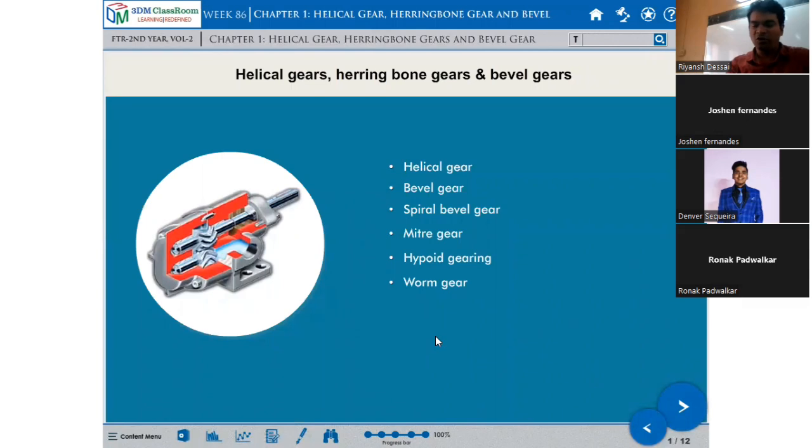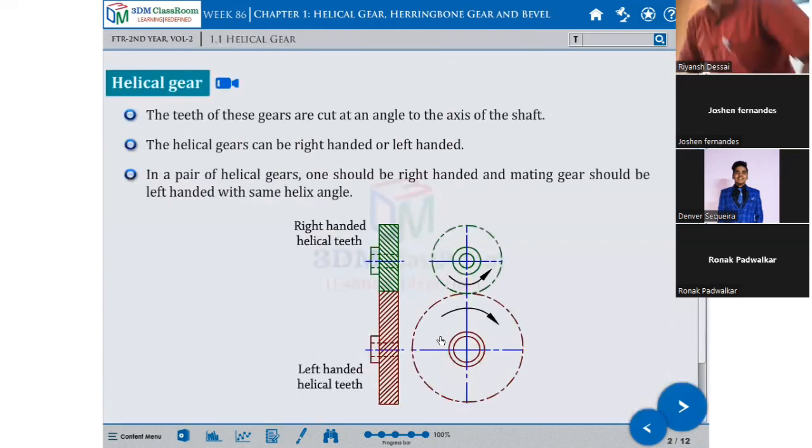Okay, now what about helical gears, herringbone gears, and bevel gears? In modern industries we require such types of gears: helical gears, bevel gears, spiral gears, miter gears, hypoid gears, and worm gears. I will just cover them.